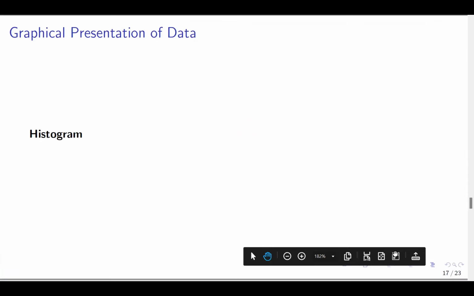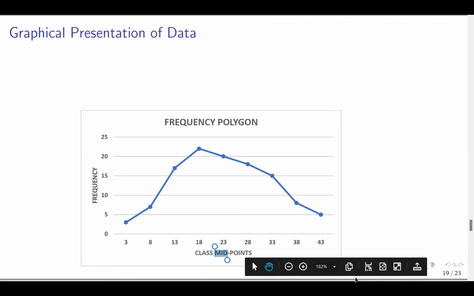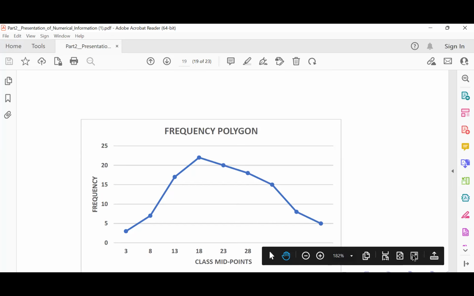The next graph we want to look at is the frequency polygon. In drawing a frequency polygon, so in all these graphs, what matters is what graph am I drawing? That's the first question. And what are the components I need to draw this graph? What are the requirements for this graph? Okay, that is the question you should ask yourself.